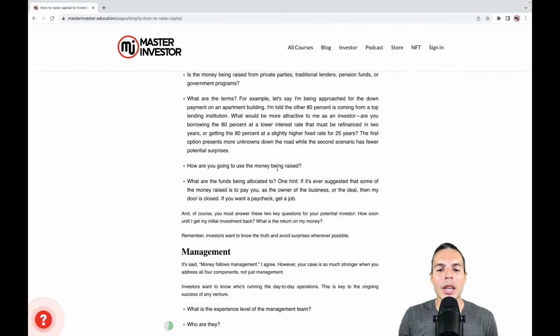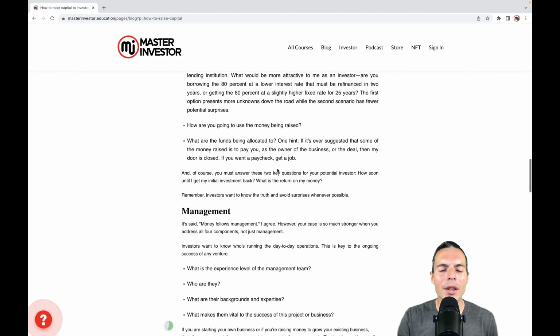How are you going to use the money being raised? What are the funds being allocated to? One hint is, if it is ever suggested that some of the money raised is to pay you as the owner of the business or the deal, then my door is closed. And many other investors will feel the same way. So as an entrepreneur raising capital, you want to make sure that you don't look greedy, taking a big chunk of that money for yourself. If you want a paycheck, then get a job, right?